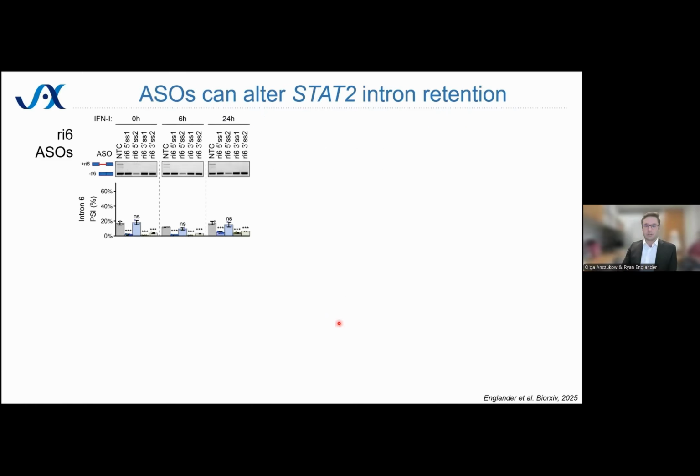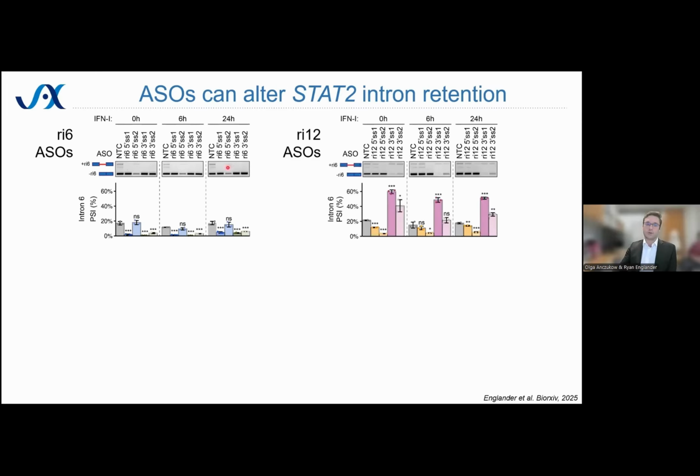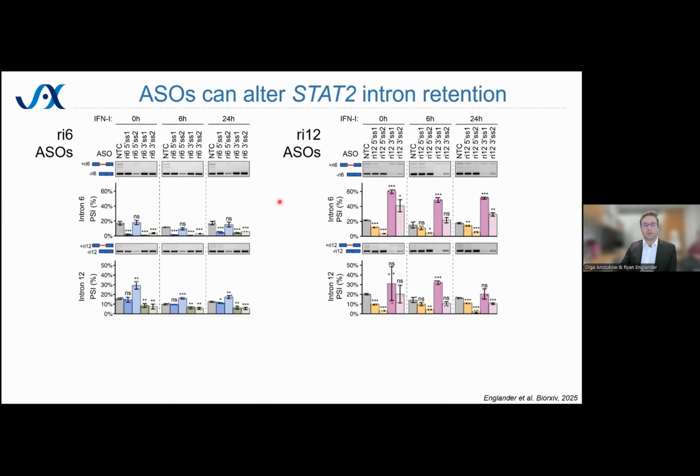And so we took lung adenocarcinoma cells, A549 cell line, and treated them with ASOs targeting either RI6 or RI12, and looked at the retention of both RI6 and RI12 in those cells. It was actually particularly interesting that ASOs that targeted RI6 very frequently also had effects on RI12 and vice versa, indicating that there may be a coordinated splicing mechanism between these two introns. And so there's a lot of data here on this screen.